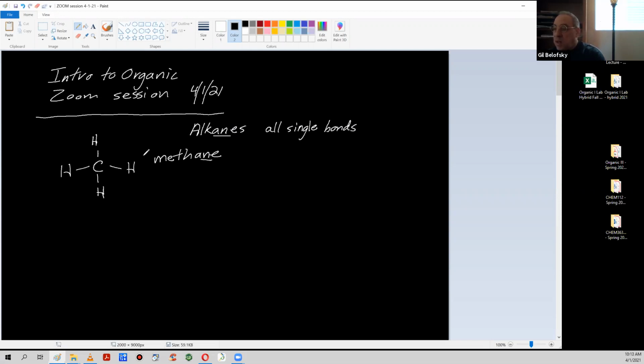So all alkanes are carbon-based molecules that have single bonds, and no matter how many carbons you have, say you had 3 of them, they would be connected by single bonds, and you would fill in the complement of hydrogens, unless you're told otherwise, so that each carbon has 4 bonds.